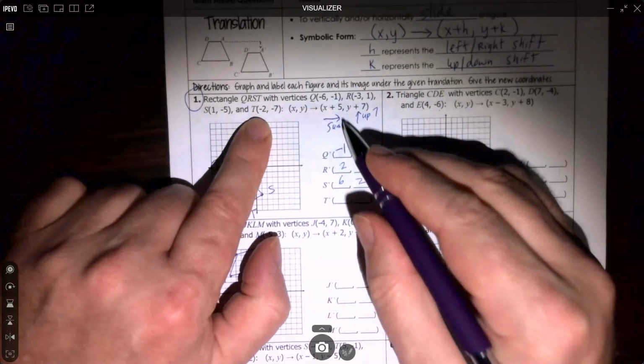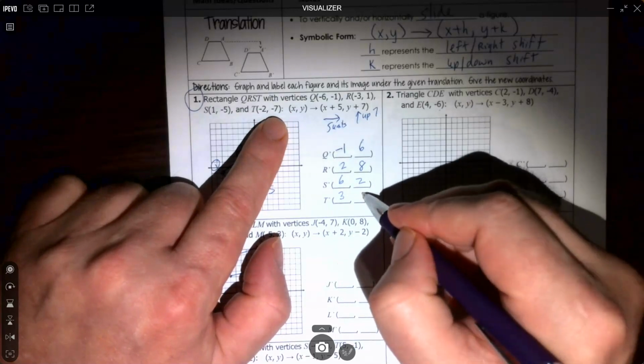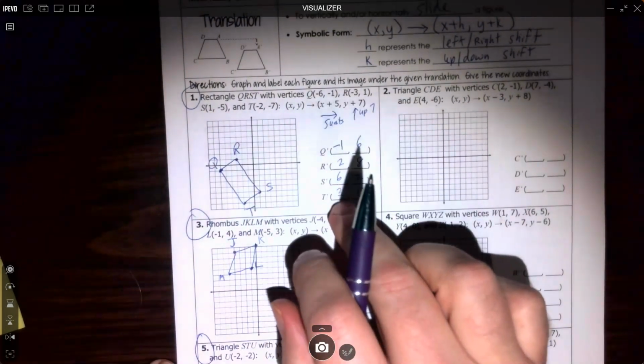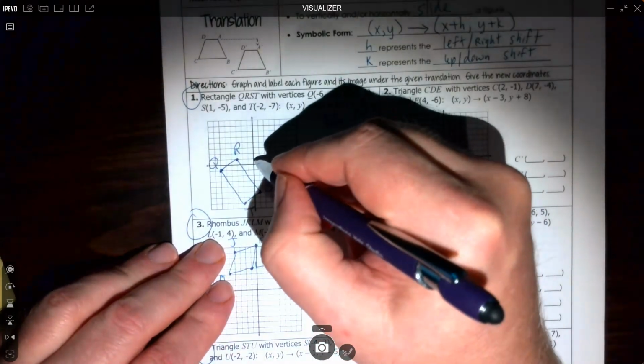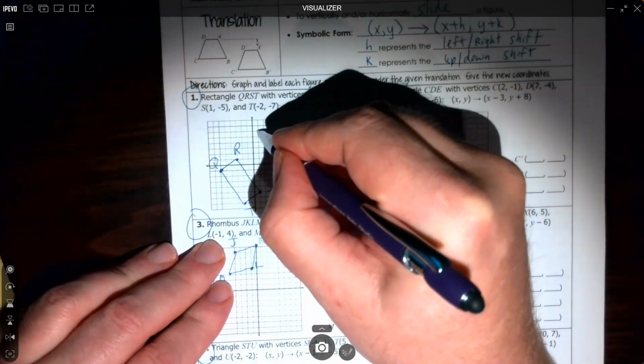Last one, -2 plus 5 is 3, and -7 plus 7 is 0. All right, so once we've done all that math, we then get to just plot these points, and then we'll be done. So negative 1, 6 goes right here.